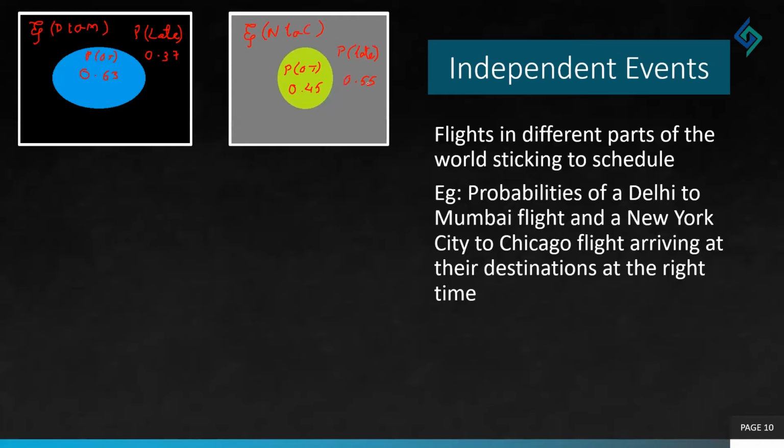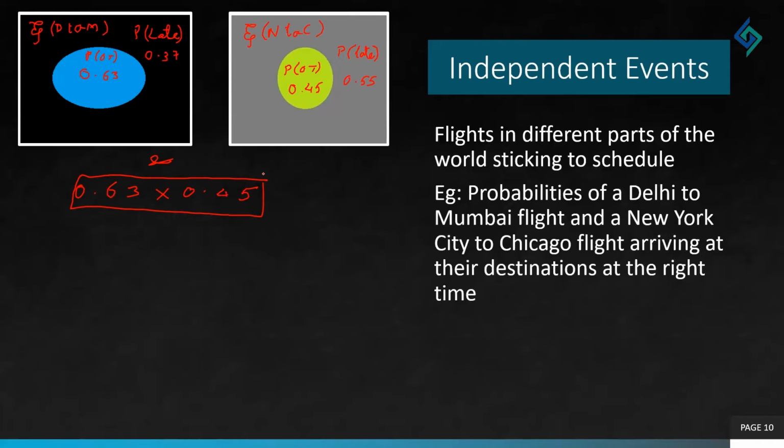Now let's check whether these kind of independent events follow the and rule or not. So what is the probability that the Delhi to Mumbai flight and the New York City to Chicago flight both arrive at their destinations on time? Then the answer will be 0.63 into 0.45. That both of them arrive on time. So and is following the and rule. So the Delhi to Mumbai flight and the New York City to Chicago flight, both arriving on time, will be 0.63 times 0.45. But let's check for the OR rule.